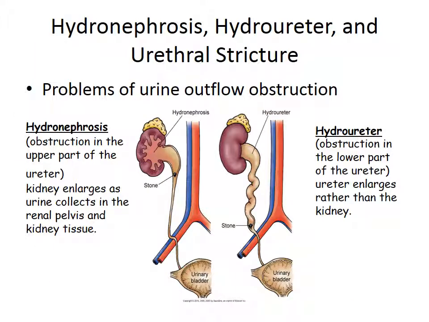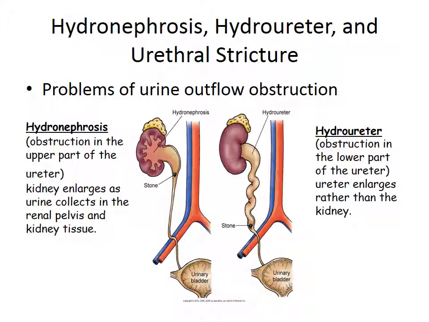Hydronephrosis, hydroureter, and urethral stricture. These are all problems of urine outflow obstruction. Hydronephrosis is an obstruction in the upper part of the ureter, and the kidney enlarges as the urine collects in the renal pelvis and the kidney tissue. And if you note here, there's a stone, and that causes an actual swelling up above the site of the stone and into the kidney.